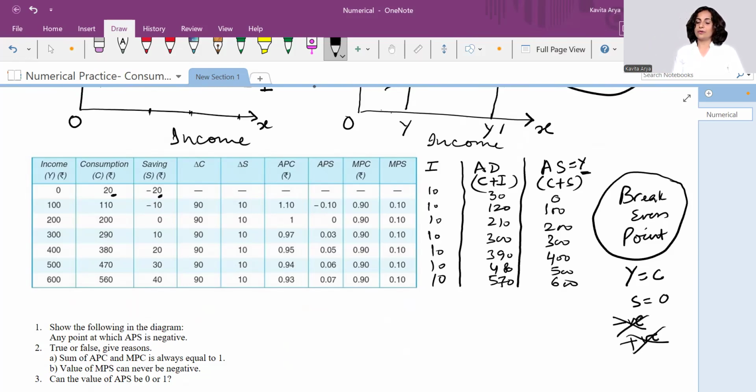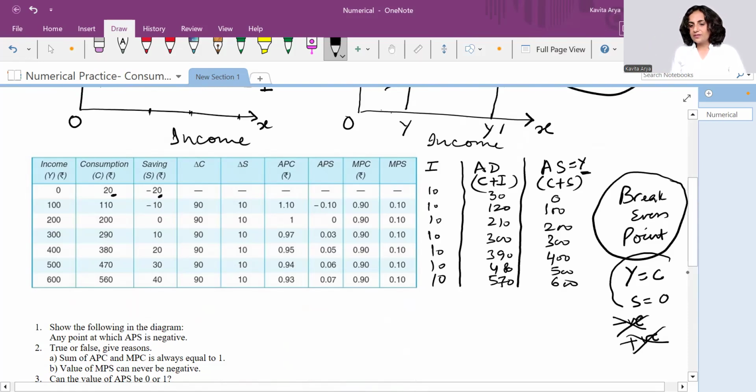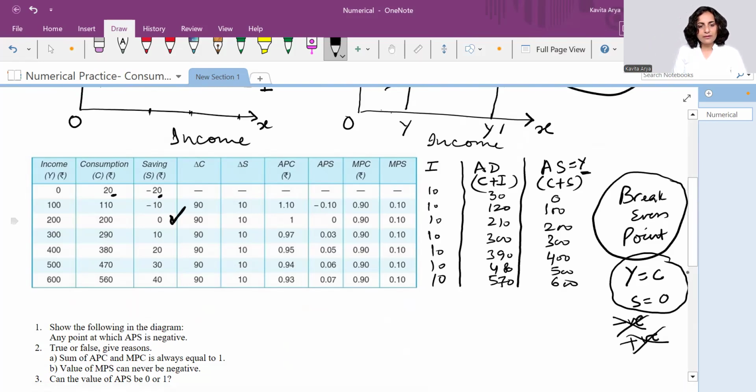These are zero. So when we say break even point, it is when savings are zero and consumption is equal to income. So just see, where is saving equal to zero? Saving is equal to zero here. Is consumption equal to income? Yes, I can see that consumption also is equal to income. So this level of income means answer is 200. So at 200 level of income, the economy in this example attains its break-even point.